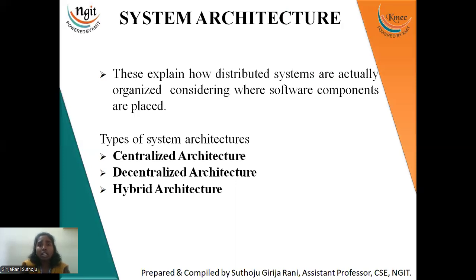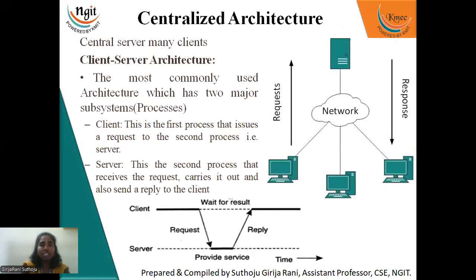Now, here we are going to discuss all the software components, how they are placed in the systems, and how they communicate with each other. Now, let us start with the first type of system architecture, that is centralized architecture. This centralized architecture system has the capacity to communicate with many clients at a time.